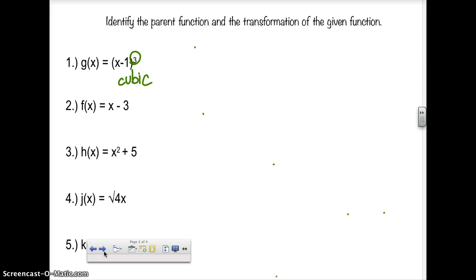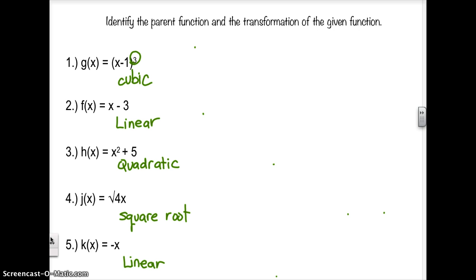Just to get yourself started, first I want you to push pause and come up with the parent functions for each one of these. Ready, go. Okay, check your work. The second one should be linear. It's just regular old x. Third one, quadratic.